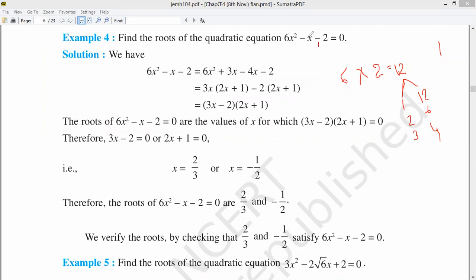सो यहाँ पर हम देख सकते हैं दिस इज -1. सो वी कैन राइट इट एज दिस इज 6x square minus x minus 2.